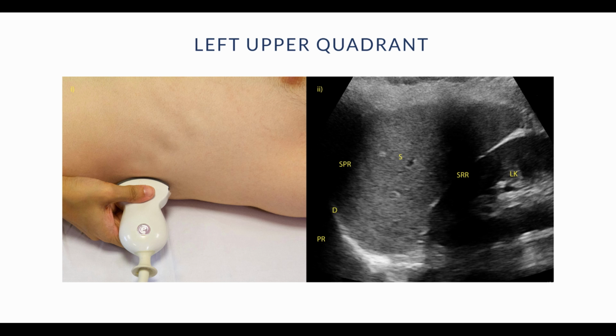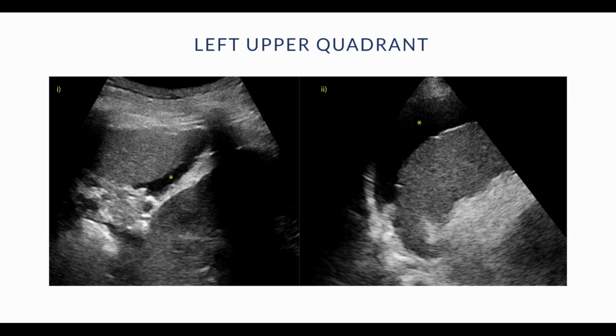The image generated is similar to the right upper quadrant, with the spleen bordered by the diaphragm cranially and the splenorenal recess caudally, with the left kidney forming the lower border of the image. Again, the user must fan through all areas of this image, paying particular attention to the region between the spleen and the diaphragm, and the inferior border of the kidney. These images are two more examples showing free fluid in the left upper quadrant view.